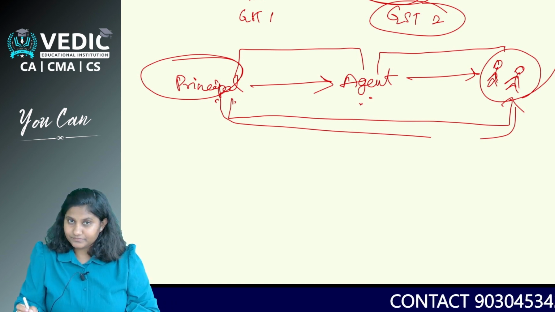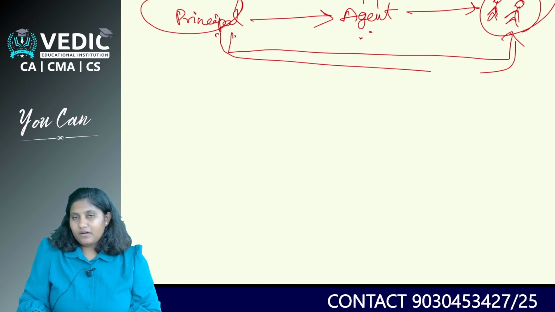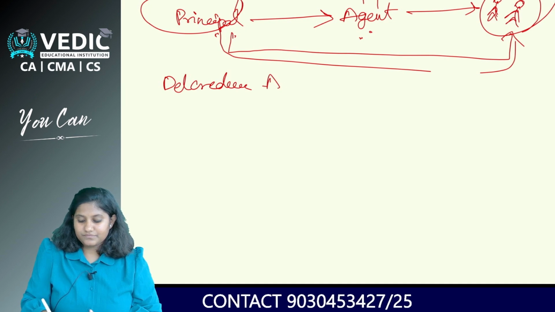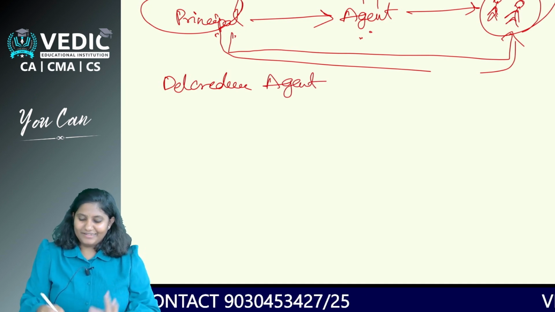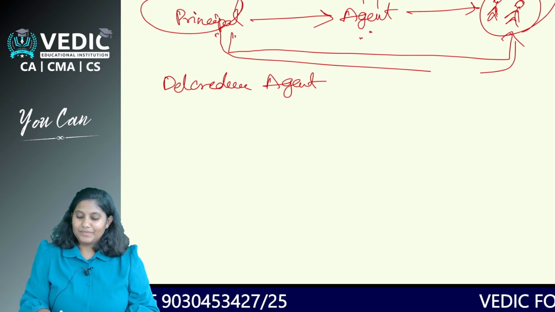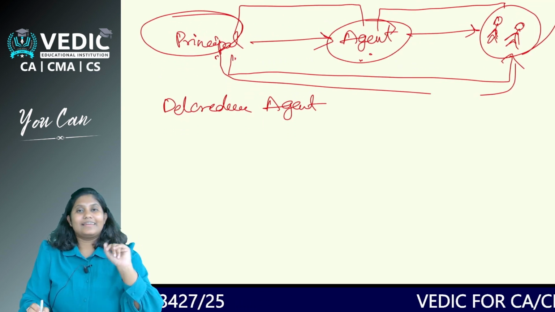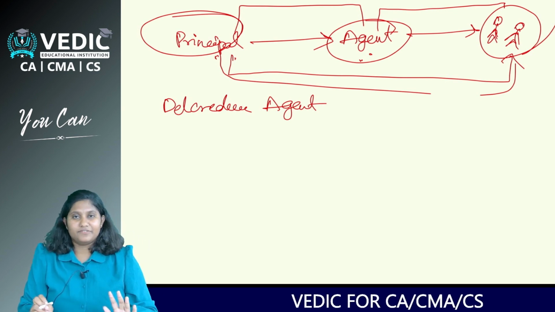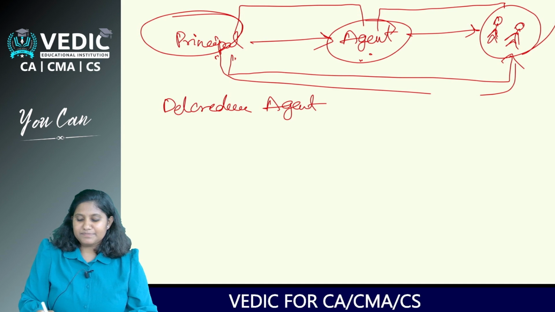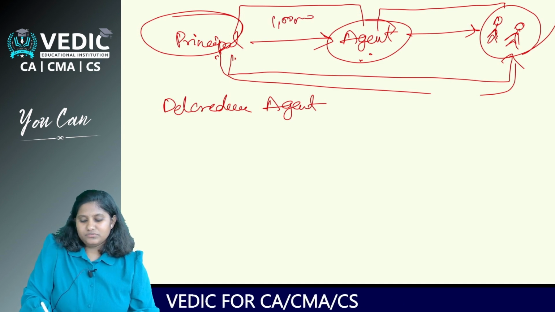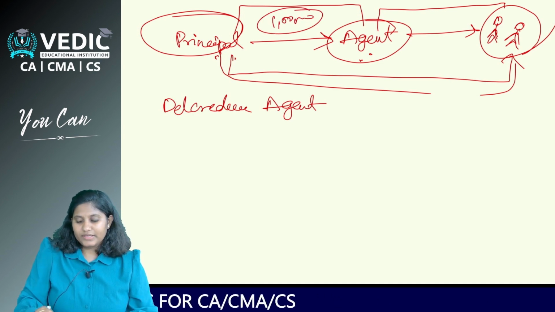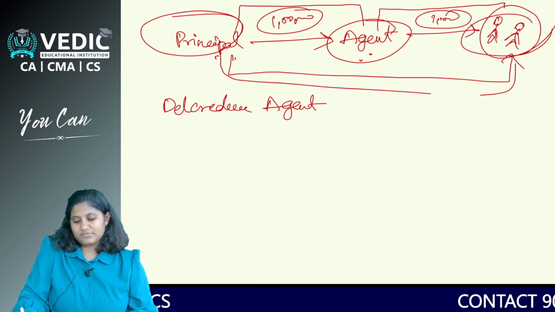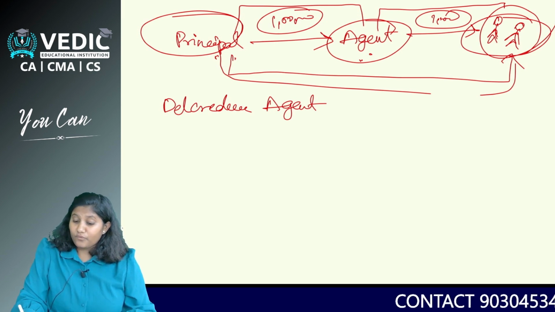You understood? Yes. Now see, there is also one more topic, the del credere agent. It is normally the same principal, agent, customer concept only. But the catch here is that the agent is a del credere agent. What he does is provide a guarantee on behalf of customers to the principal. Suppose the principal sold 1 lakh to the agent. The agent again sold the same stock for 1 lakh to customers. Clear?